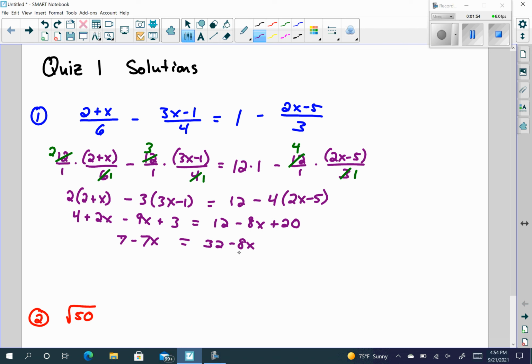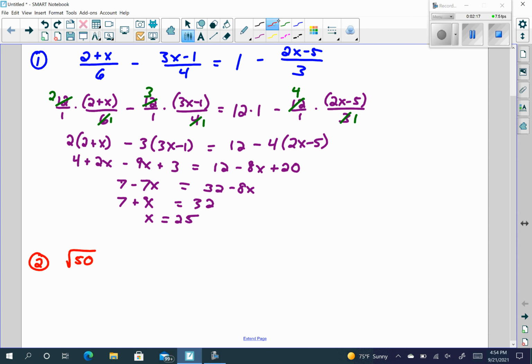I'm going to go ahead and add 8x to both sides. So this will give me a 7 plus x equals 32. And then I'm going to subtract 7 from 32, so that will give me 25.